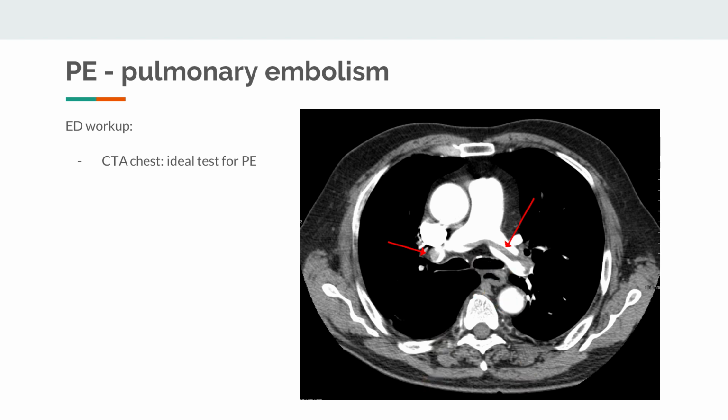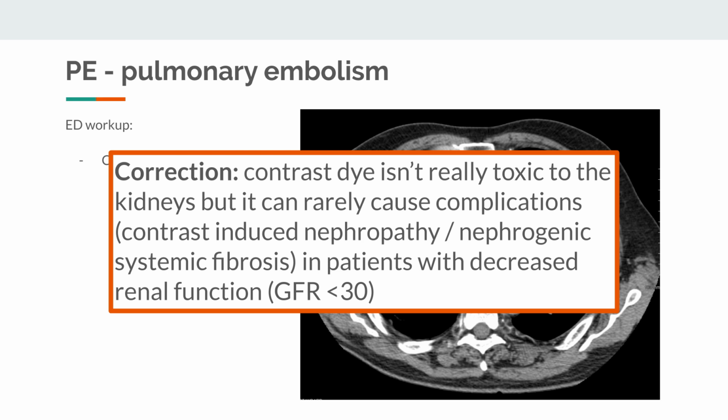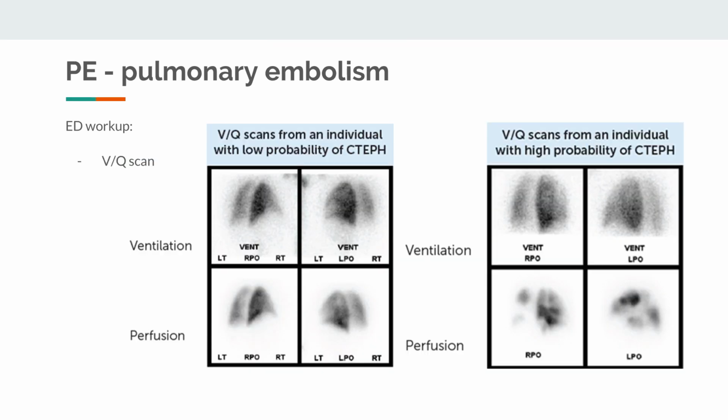So while the CTA is a fantastic tool allowing us to visualize the pulmonary arteries and the pulmonary embolism, it also exposes the patient to quite a bit of radiation. Also, contrast dye is toxic to the kidneys, so it's not the best test for someone with kidney disease or decreased renal function. In such cases, a VQ scan may be performed instead.